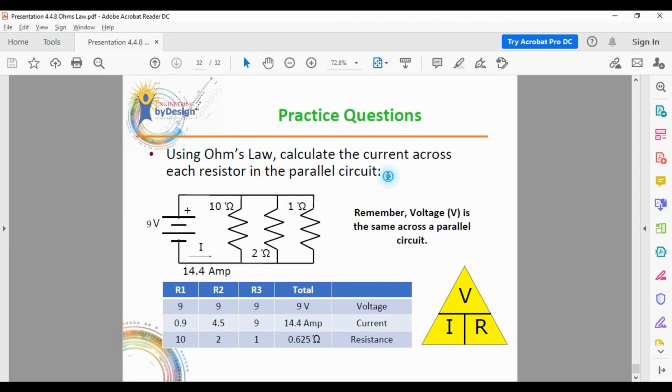Okay, lots of different areas that we can go with this. Just be mindful, be ready, be able to recognize a series circuit and a parallel circuit, be able to calculate resistance, be able to calculate current or voltage given any of the other two values.